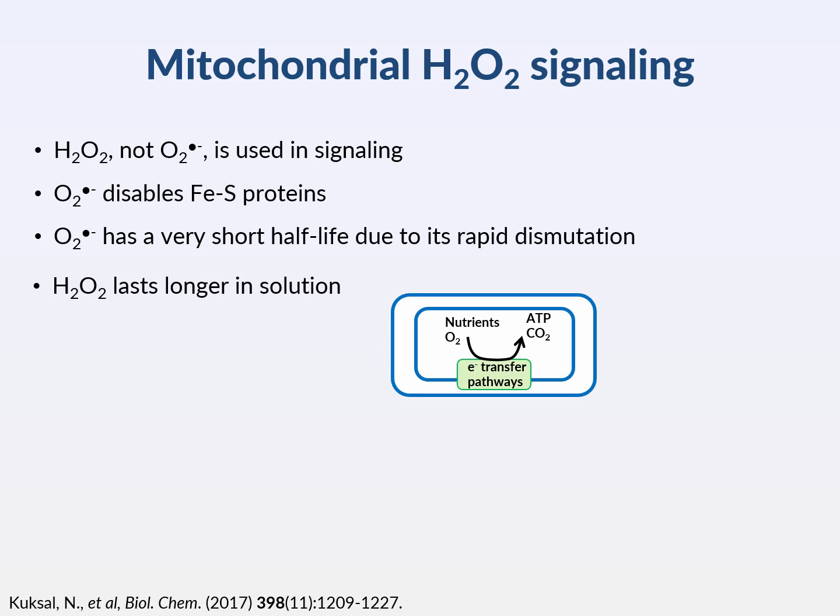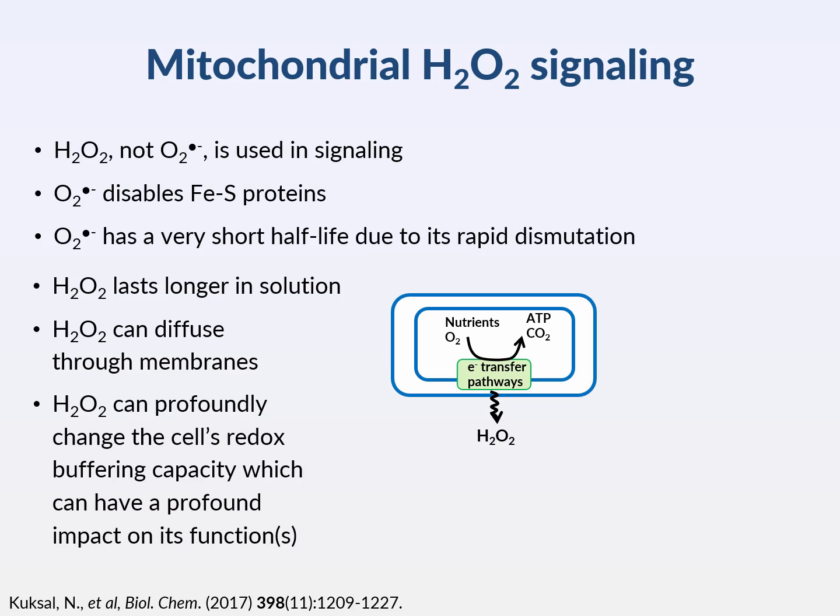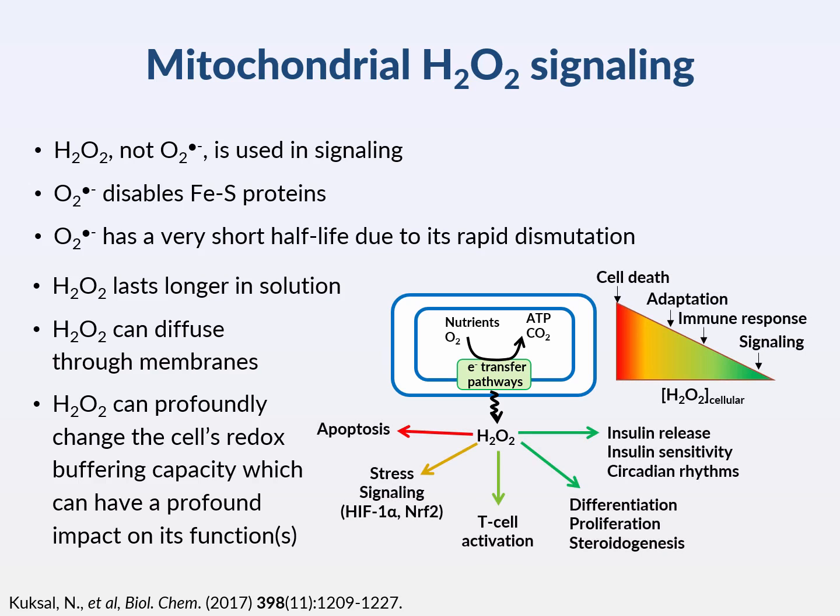This is in contrast to hydrogen peroxide, which lasts longer in solution, has the capacity to diffuse through membranes, specifically through proteins called aquaporins, and can have a profound impact on cell function through changing cell redox buffering capacity, or direct oxidation of protein cysteine thiols. This is called redox signaling in this figure, where it can modulate either insulin release, stress signaling, or apoptosis.